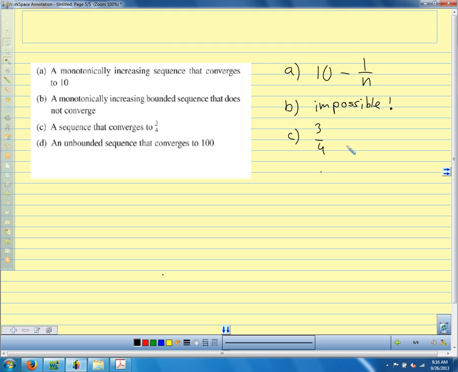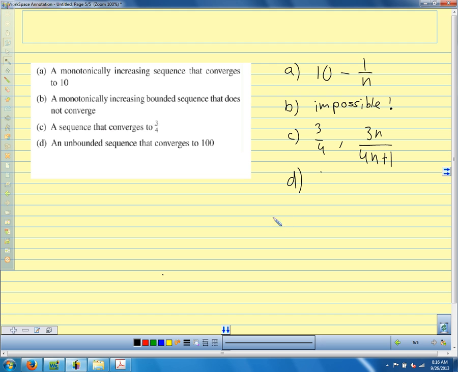I thought of a rational function. So I thought of 3n over 4n plus 1. And if we're thinking of a rational function as n approaches infinity, our limit, our horizontal asymptote, is the ratio of the leading coefficients. That's what I thought. But yeah, 3/4 works. 3/4 plus 1 over n factorial works.